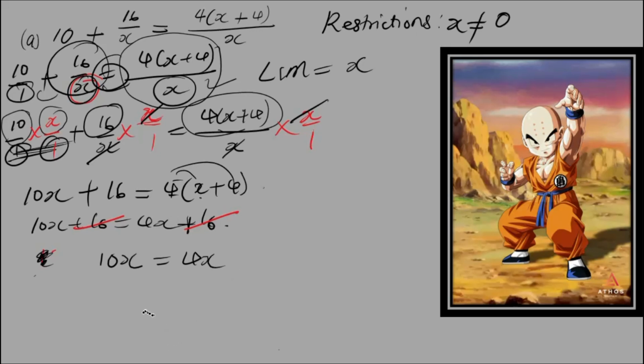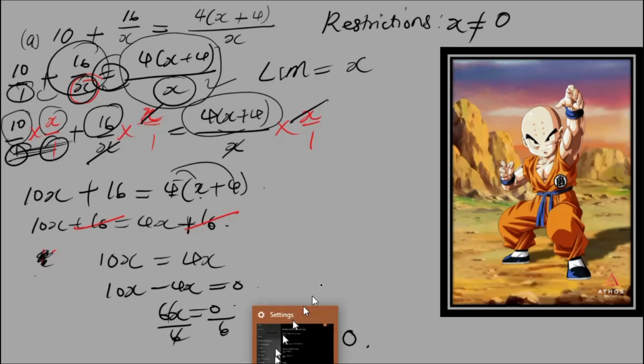What happens there? You transpose anything that has a variable to one side. So you have 10x now minus 4x, it's equal to 0. What happens there? You have 6x, it's equal to 0. You solve for x, you divide both sides by 6. Therefore, 6 and 6 cancel out. You are left with x equal to 0.